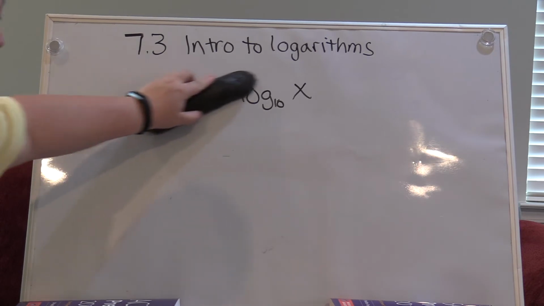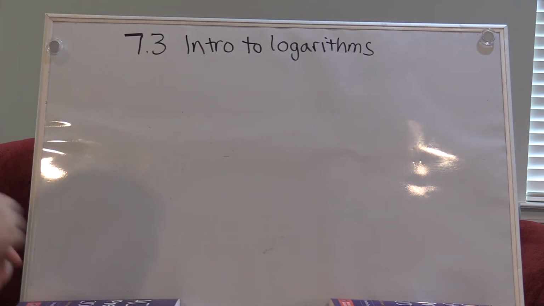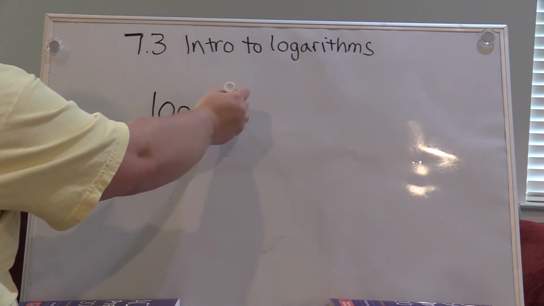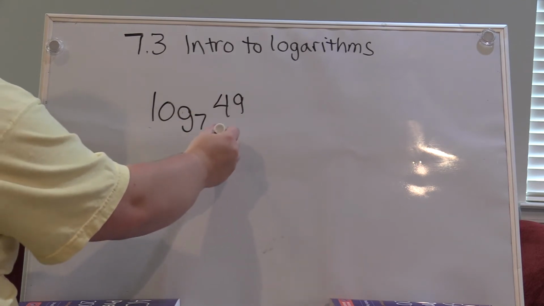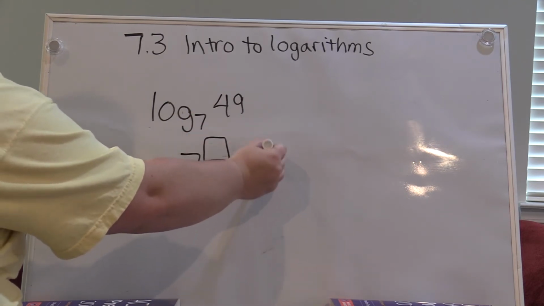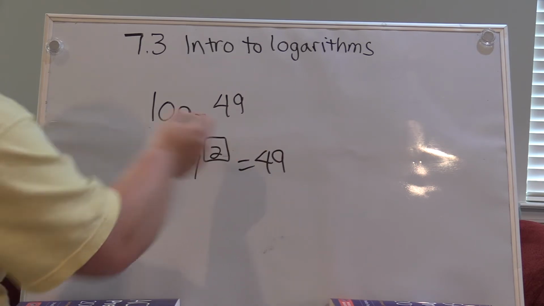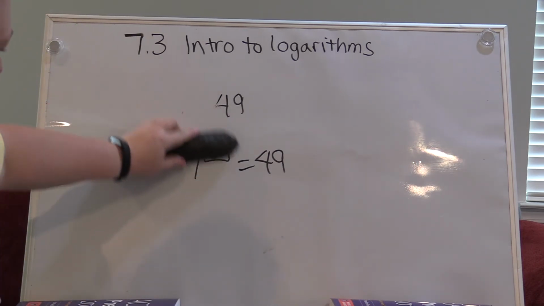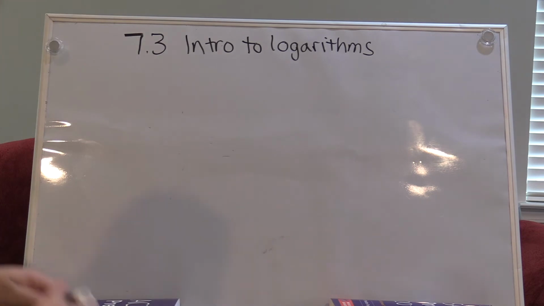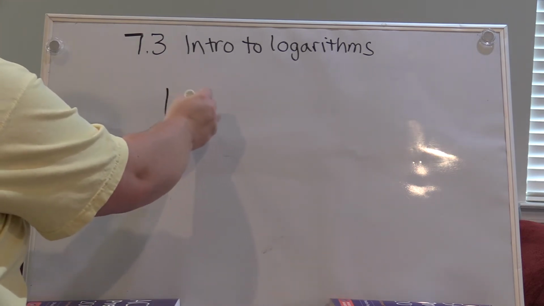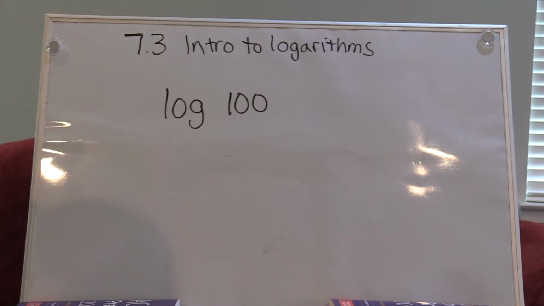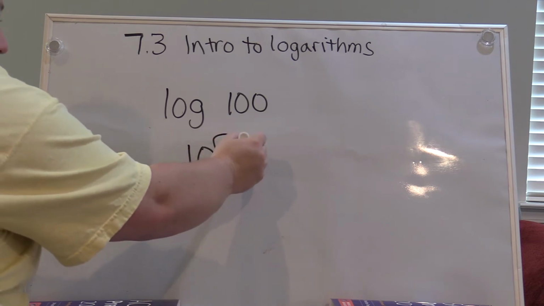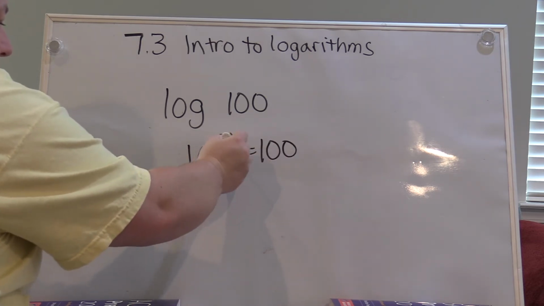Now let's look at how I can evaluate logs. So if I have log base 7 of 49, that tells me that 7 to some power equals 49, and that value is 2. Hopefully that's not too bad. Then let's do log of 100. Notice that you don't see a base there. So we remember that that base becomes 10. 10 to what power equals 100? 10 to the 2.